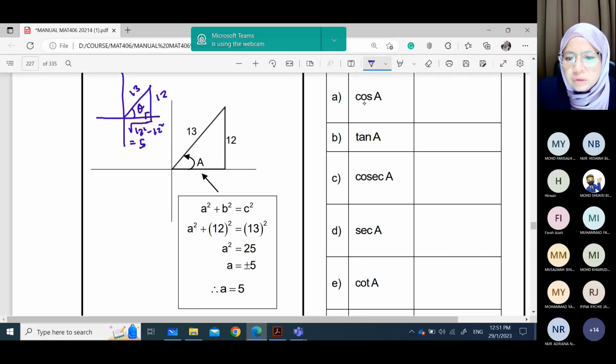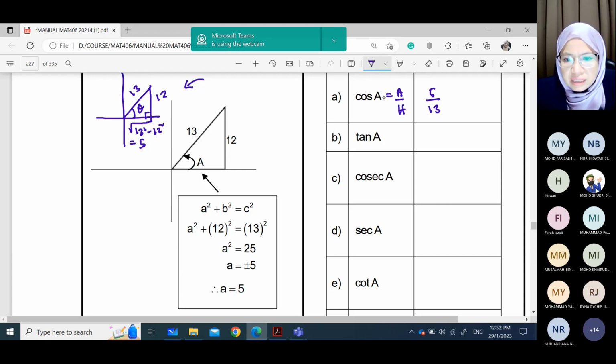So, untuk cari cosine A, tangent A, cosecant A, you tak perlu guna calculator, hanya lihat kepada segitiga ini sahaja. Okay. So, cosine A, you dah tahu dah, cosine A adalah adjacent over hypotenuse. So, adjacent yang berhampiran dengan angle. So, this one is about, adjacent is 5. So, 5 over hypotenuse. So, hypotenuse is 13.